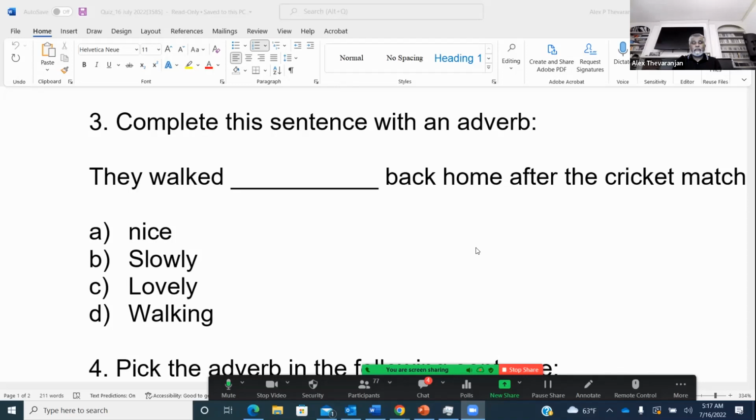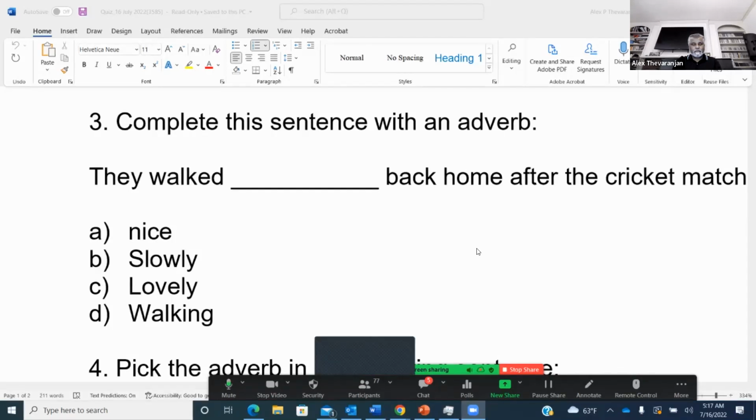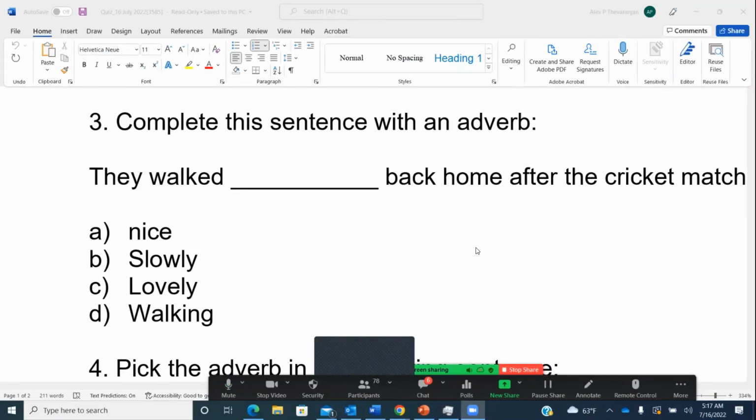Someone unmute and raise your hand. Who can tell what an adverb is? Tanga, can you unmute? Cheryl. What is an adverb, Cheryl? That describes a verb. That describes a verb. Only a verb?